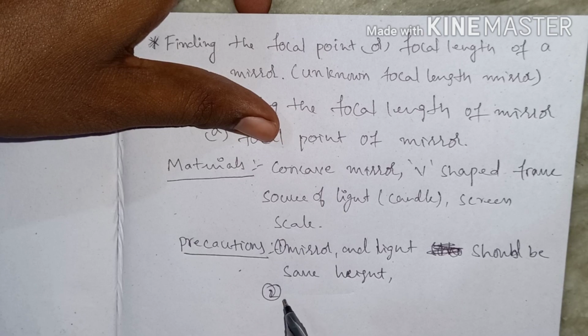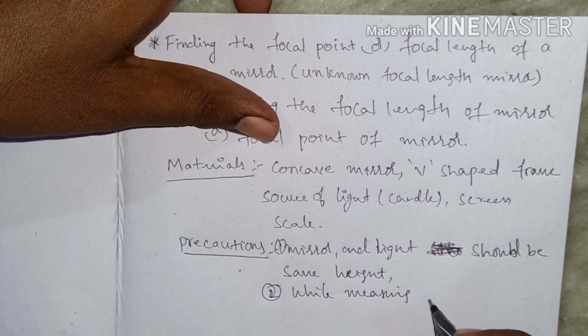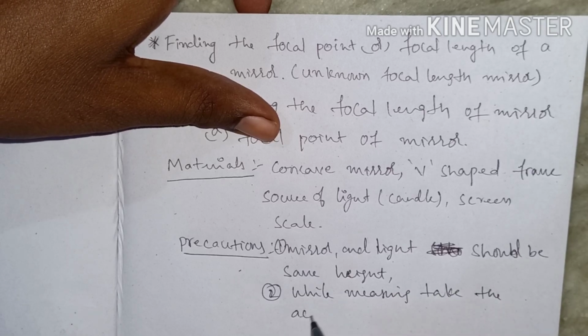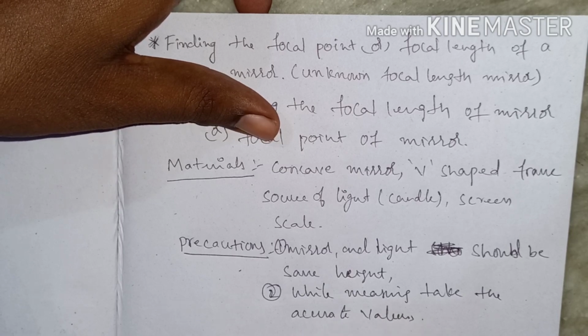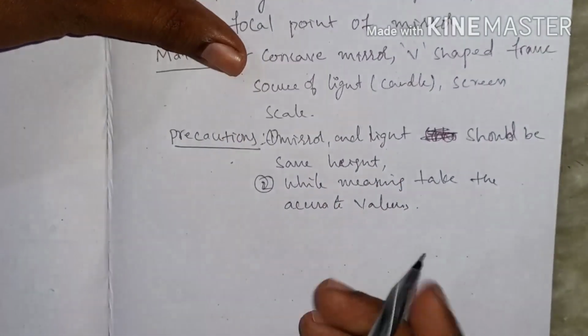What is the second one? And while measuring, take the accurate values. Okay, those are the precautions, or you can have your own precautions, you can write them, no problem.